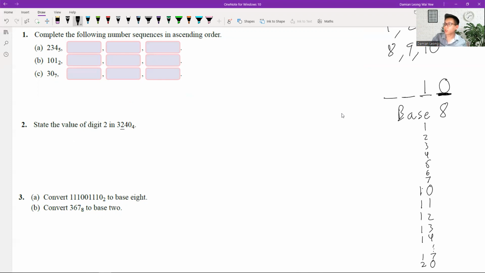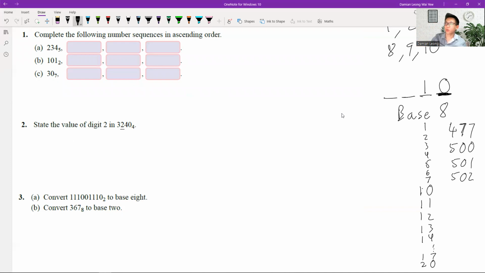Same goes if I go until, say, 477. The next one will be 8, but when it reaches 8, I have to carry over. If I carry over, the next 7 becomes an 8 as well, so I carry over again. So after 477 is 500, then 501, 502, and so on. So whatever the base number is, once it reaches that base number, carry over to the next position. That's how it works.